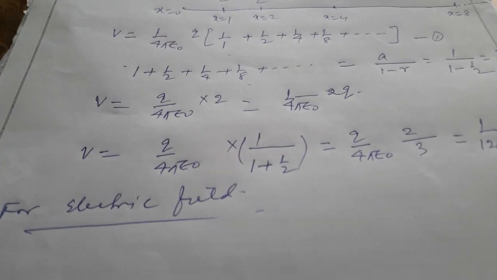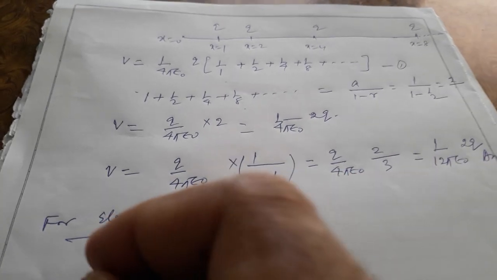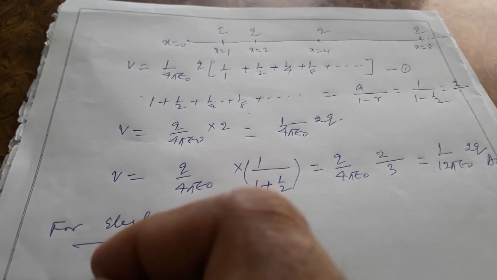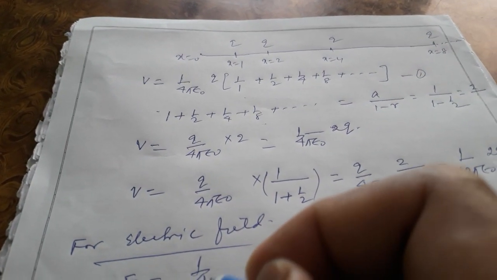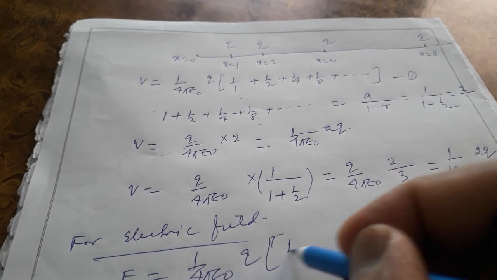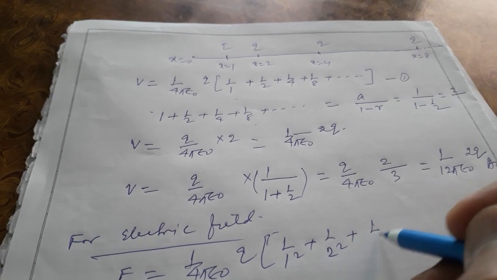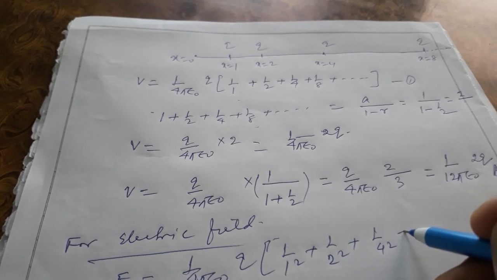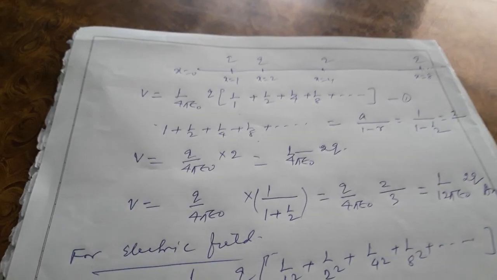Now for the electric field, we can utilize the principle of superposition. So we write the net electric field at point x equal to 0: E equal to 1 by 4 pi epsilon naught Q into 1 by 1 square plus 1 by 2 square plus 1 by 4 square plus 1 by 8 square plus dot dot dot.